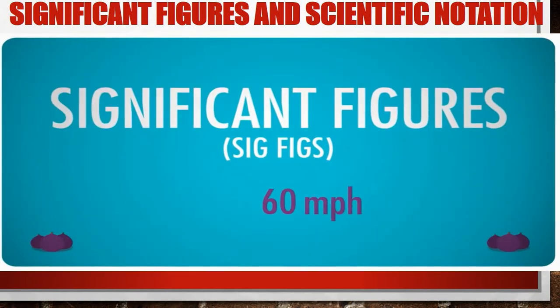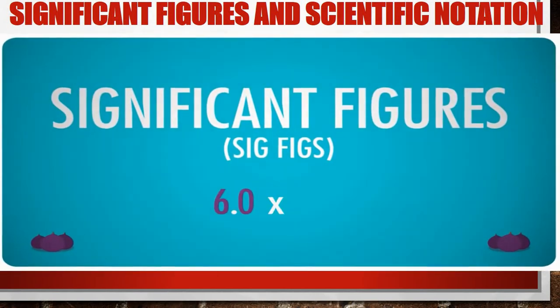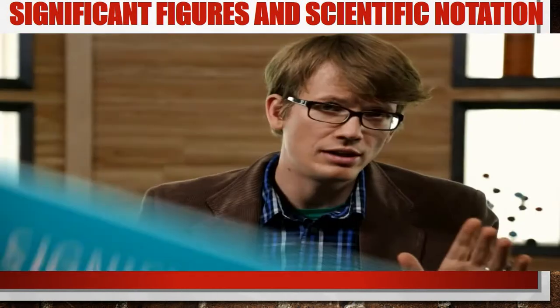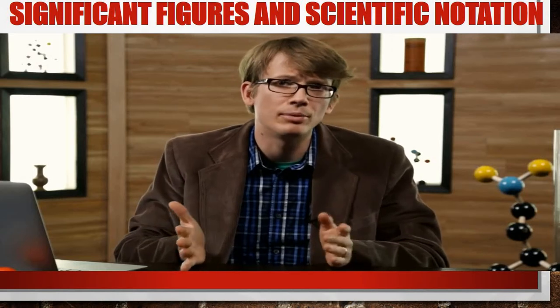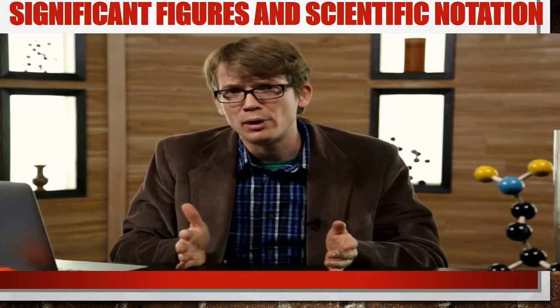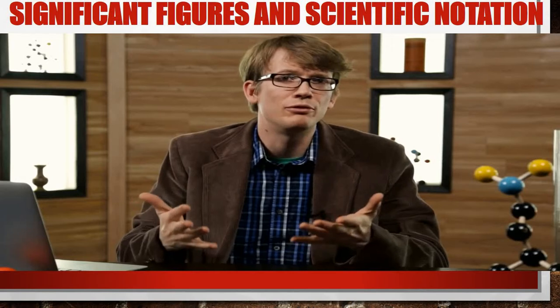So 60 miles per hour would instead be 6.0 times 10 to the first power. We get that 0 is significant because we wrote it. Otherwise, it would just be 6 times 10 to the first power. We keep that 0 around because we actually know it. Scientific notation is awesome, by the way, once you get the hang of it. If you're having trouble, you can always just type it into Google or your calculator to see exactly what number we're talking about. But the number of the exponent just tells you how many places to move the decimal point.